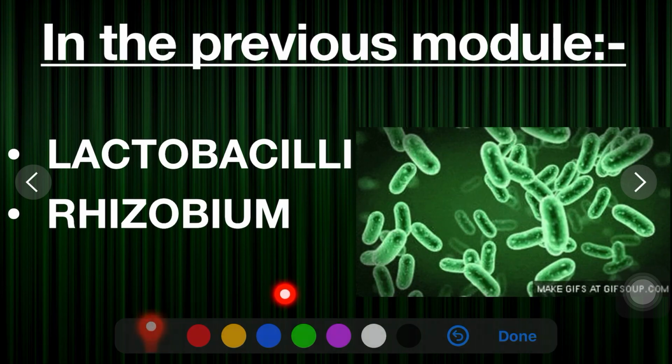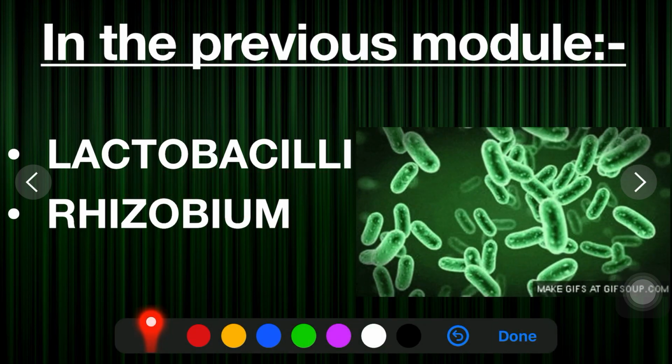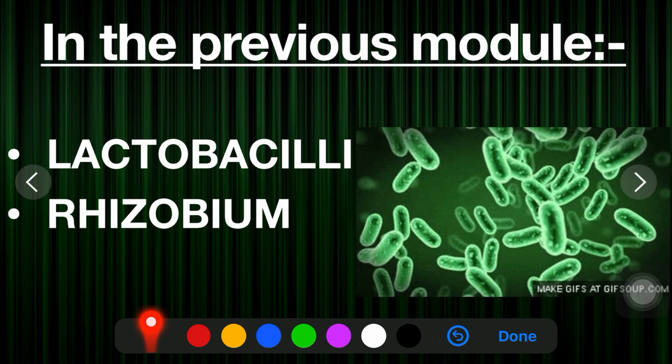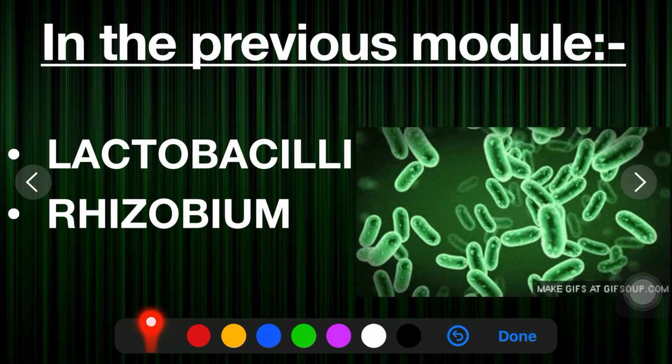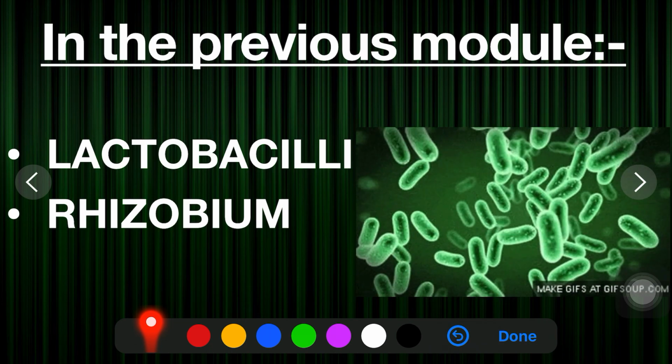In the previous module, we learned about the useful bacteria lactobacilli and rhizobium. Students, as you all know, lactobacilli is used in the process of fermentation, where it converts dairy products into many edible products. Rhizobium is also a useful microbe. It is used for nitrogen fixation. Because of it, the use of many chemical fertilizers has been reduced. It is the alternative to chemical fertilizers.